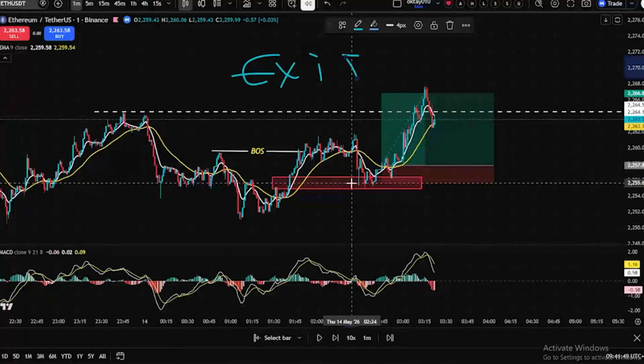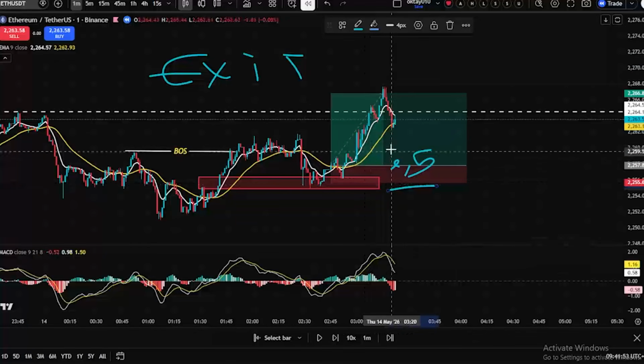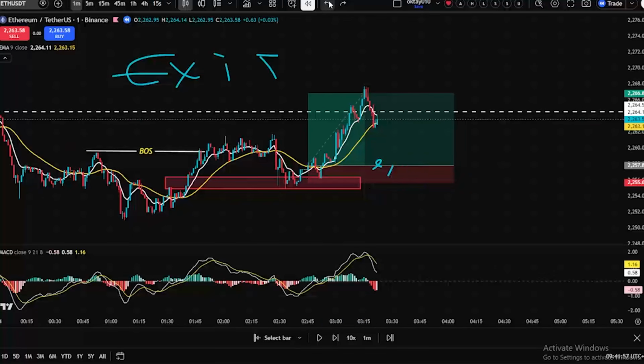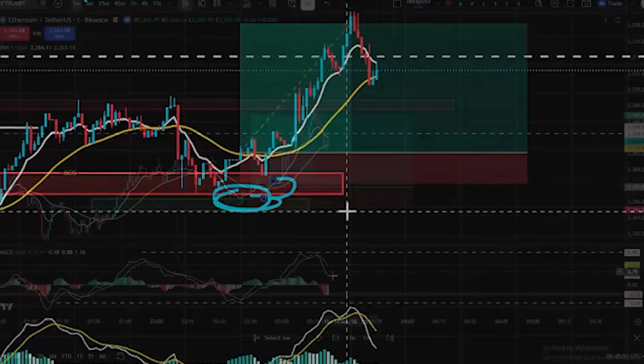The 0.5 and 0.618 levels are the best points for take profit. When the price reaches these levels, be ready to exit. Place the stop loss slightly below the entry point or the last support to control the risk.